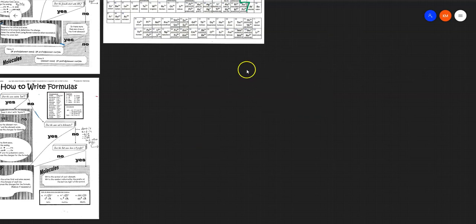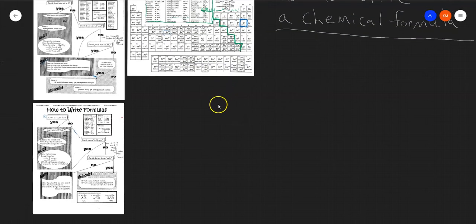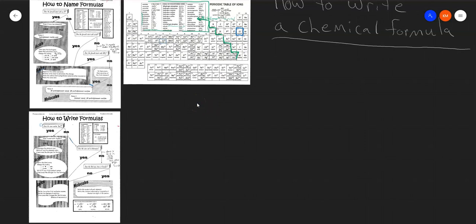Okay, so what are we working on next? We're going to do another ion one. So let's see here. Aluminum, or aluminium for our friends across the pond there, phosphite. Aluminum phosphite.